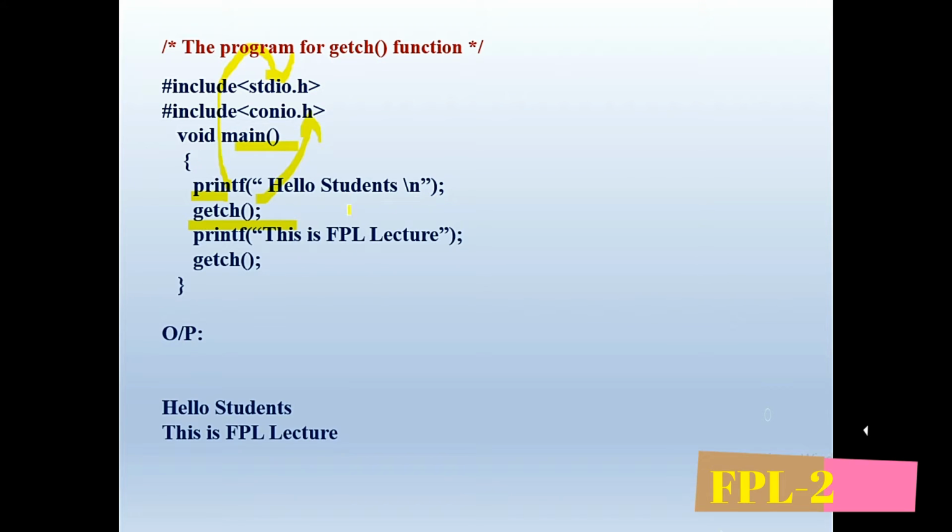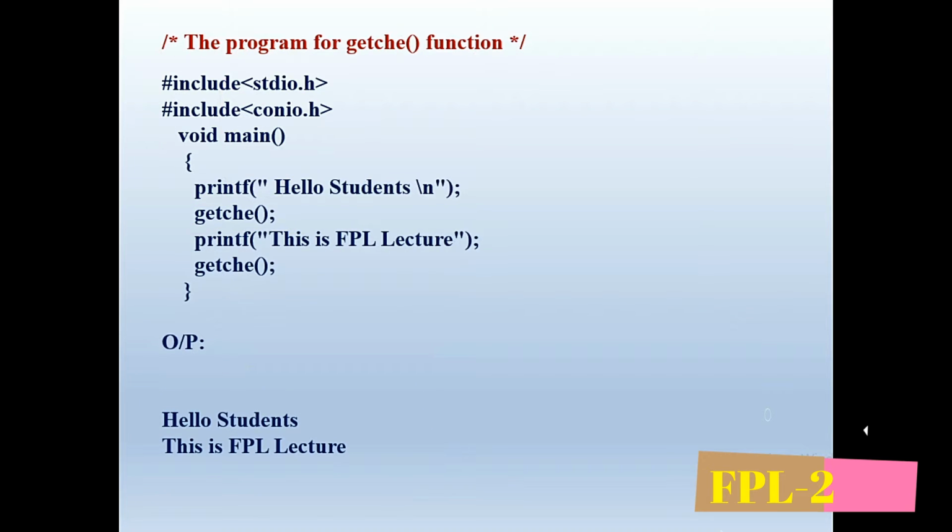So printf "hello students", then getch, whatever things we are typing. After it displays this, it will wait for taking one character from the user. You will not display it again. Then "this is the FPL lecture" will be displayed, and here we are just waiting for the user. The user will type some character, and that character will not be displayed back on the monitor. So you will just have "hello students, this is FPL lecture" as output.